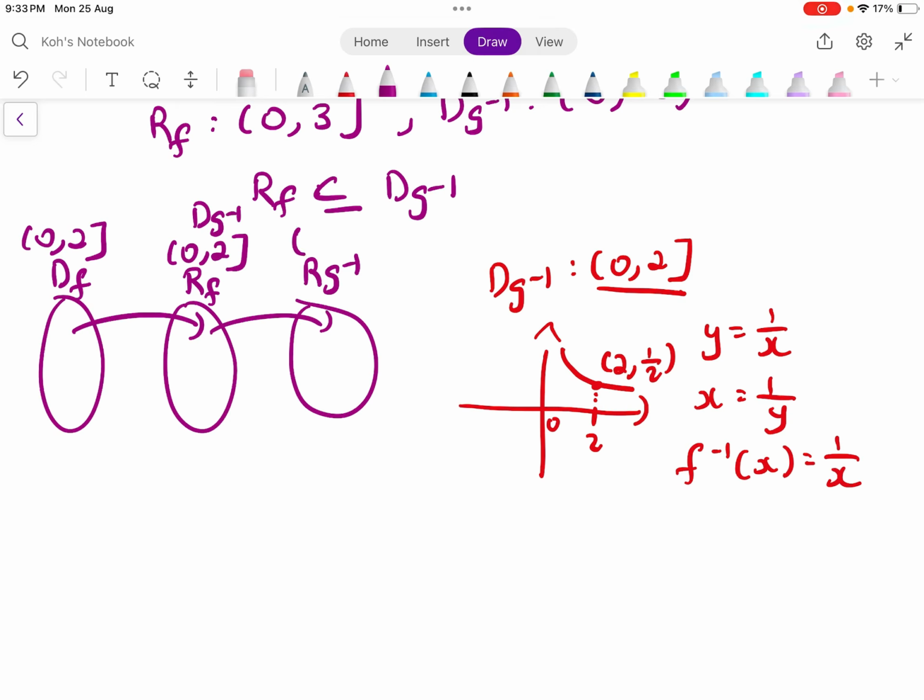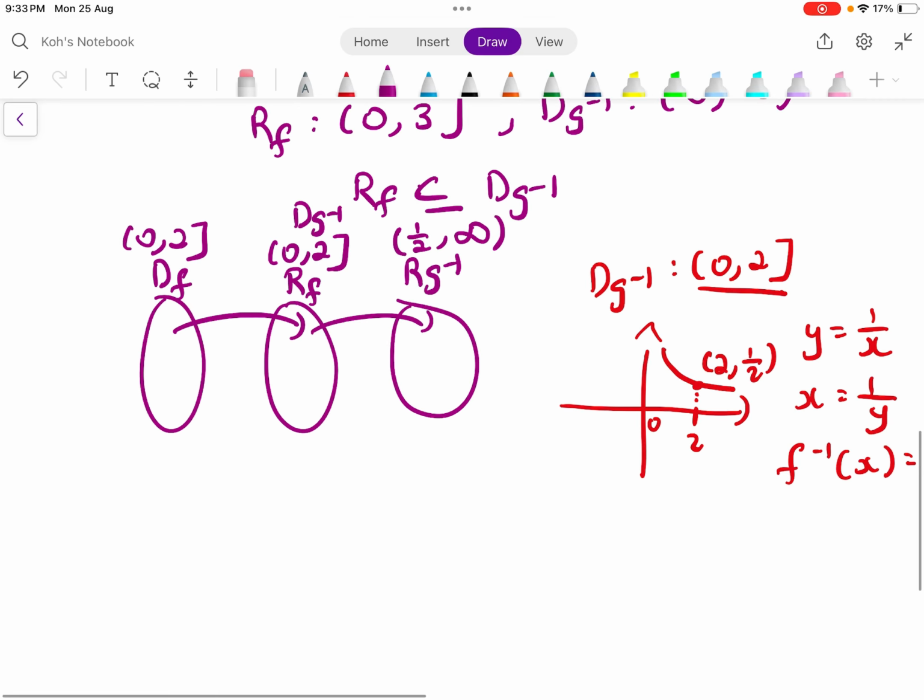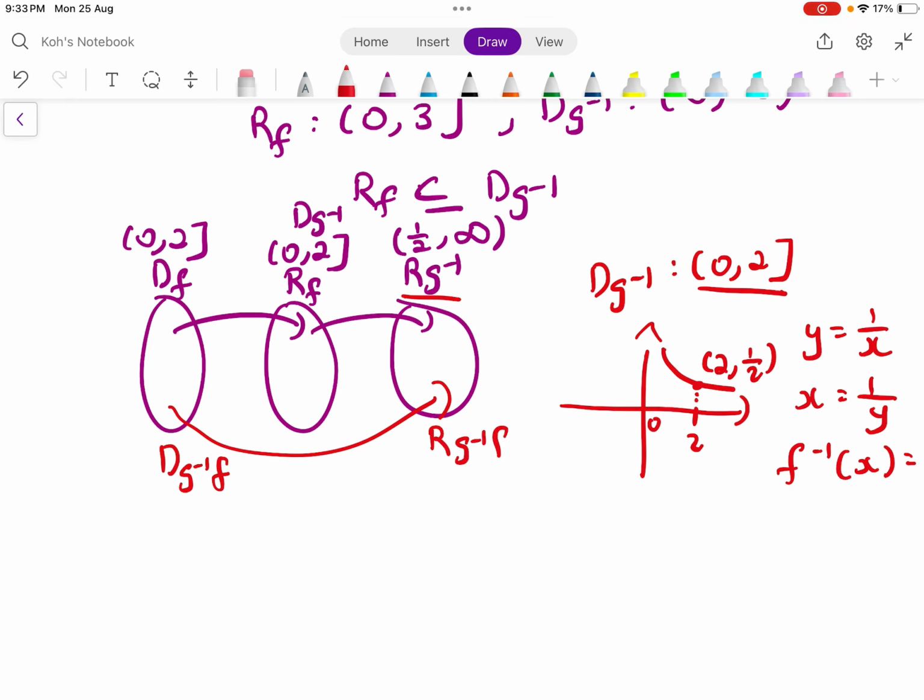half to infinity. So why do I need to find this? Because we know now my range of G inverse is half to infinity, meaning I go to here. So the domain of G inverse F will now give you the range of G inverse F. So you can see that the range of G inverse F is from half all the way to infinity.